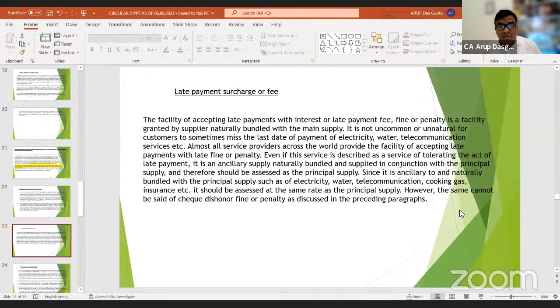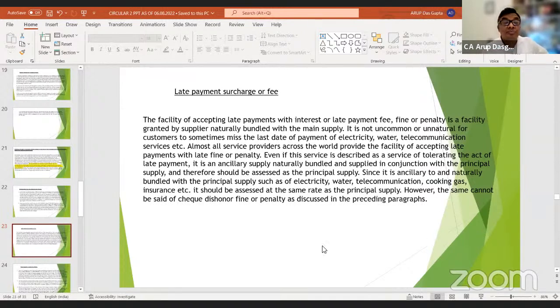Here it is very important that in some cases late payments are accepted without a late payment fee, a fine or a penalty. And in this case, it is not a compensation. Here it has been opined that it is in tandem, in connection with the original supply, and therefore it will be subject to levy. It will be included as a part of the original supply, and tax will be charged accordingly on the entire supply.